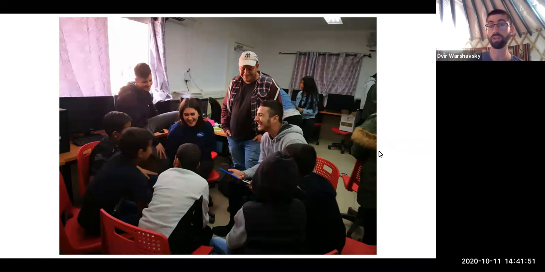So in the picture, you can see Bedouin and Jewish students programming drones together. So we can see that this project has a positive impact on the situation in wider communal circles.